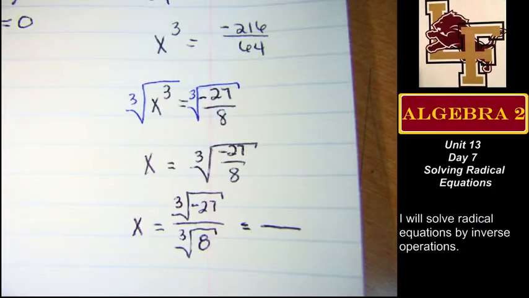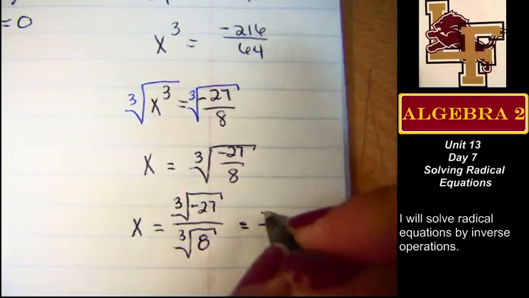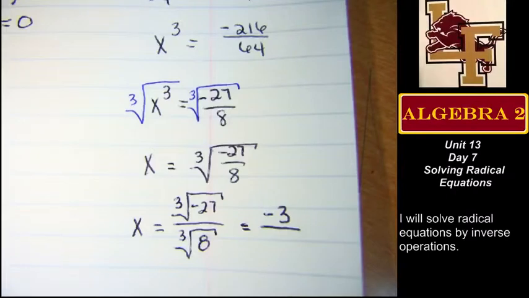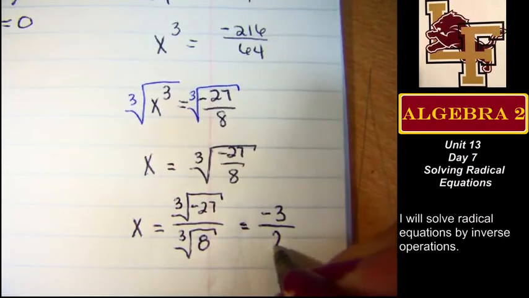3 times 3 times 3, but that's a positive. I want a negative. Negative 3. Negative 3 times negative 3 is positive 9. Positive 9 times negative 3 is negative 27. Cube root of 8. The number you multiply to itself 3 times to give you 8. 2. And that's it, you're done.